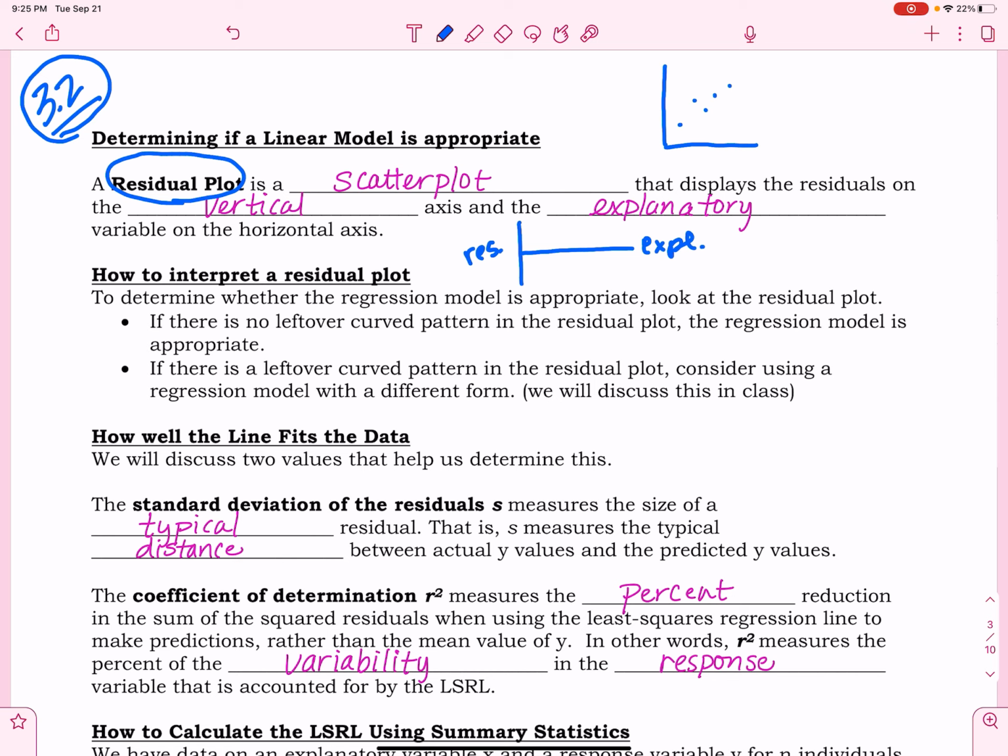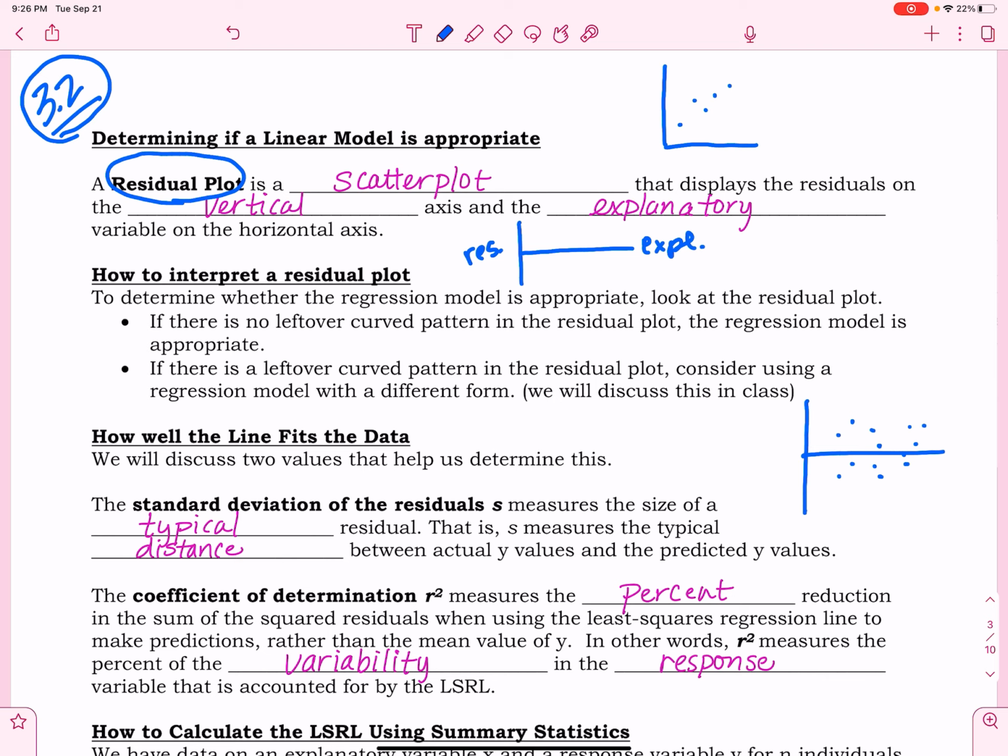Okay, so when we think about the residual plot, you need to understand that when we look at the residual plot, it is either going to indicate to us that a linear model is a good fit for the data, or a linear model is not a good fit for the data. And what we want to see in a residual plot, we want to see a nice scattering of points. In other words, I want to see something that looks like this. I don't want to see any kind of pattern. All right, I just want to see a scattering of points.